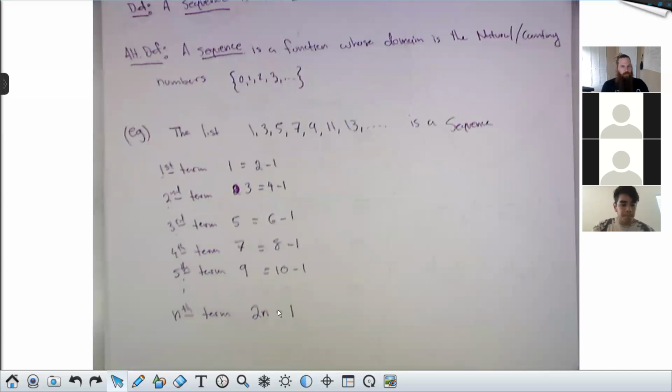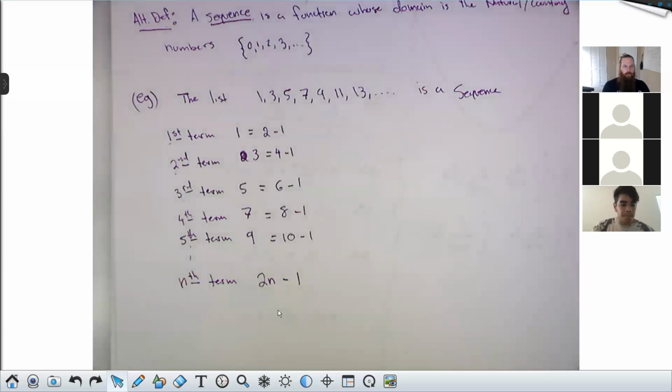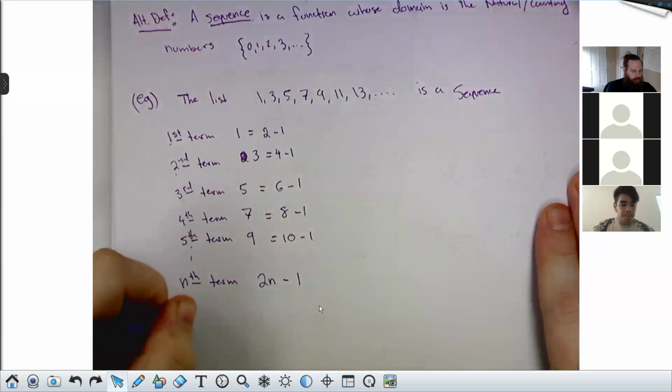So just a simple example of a sequence. The sequence of odd numbers can be described as the sequence whose nth term is 2n minus 1. And there's a special notation for this.